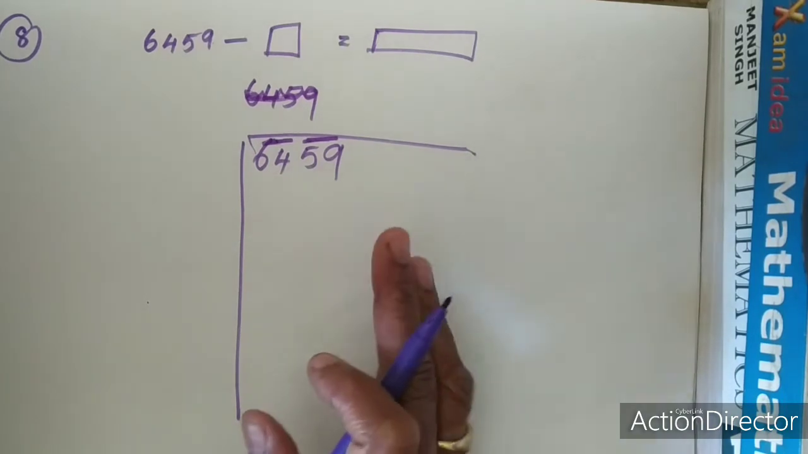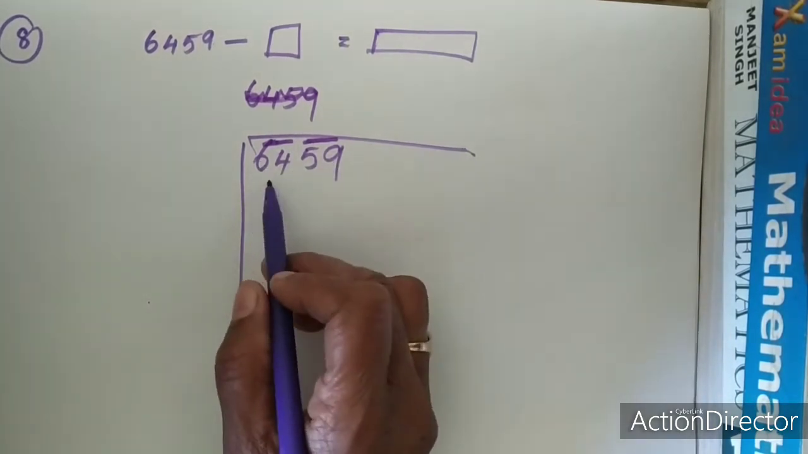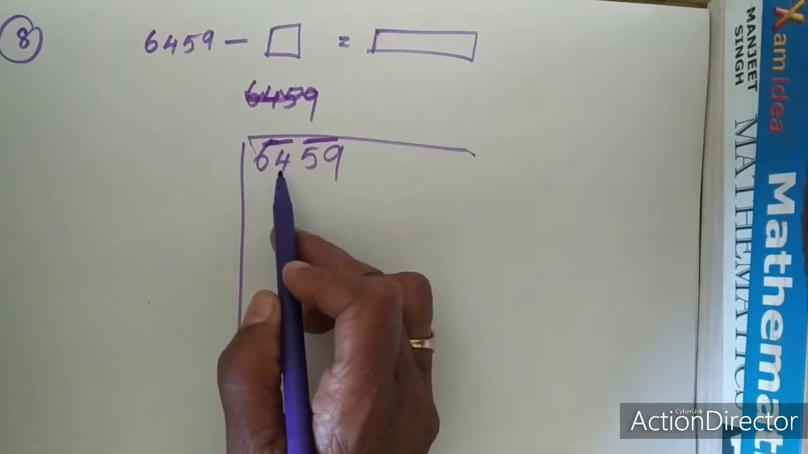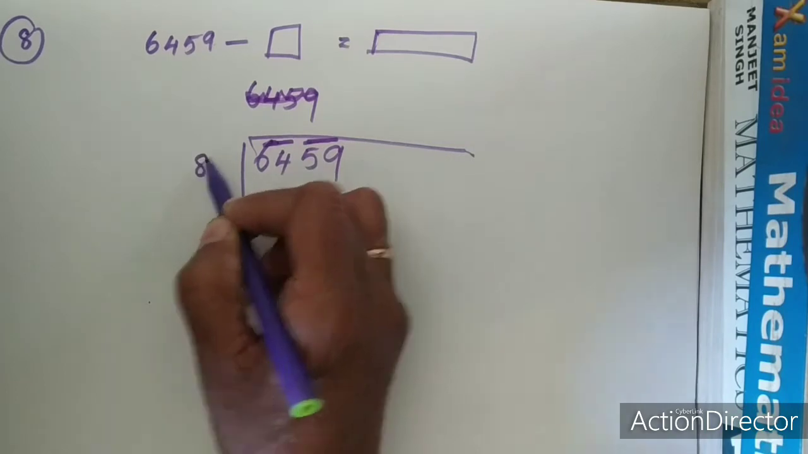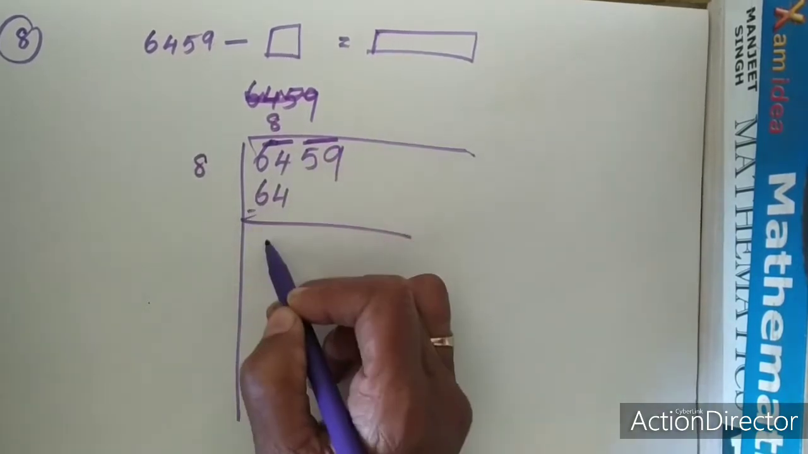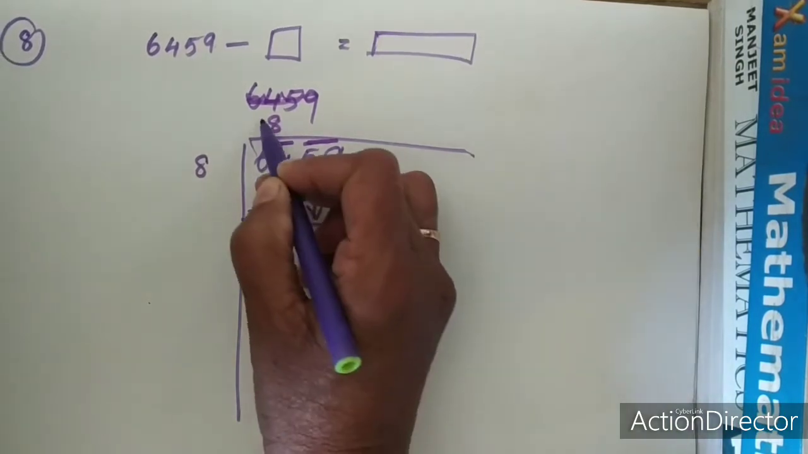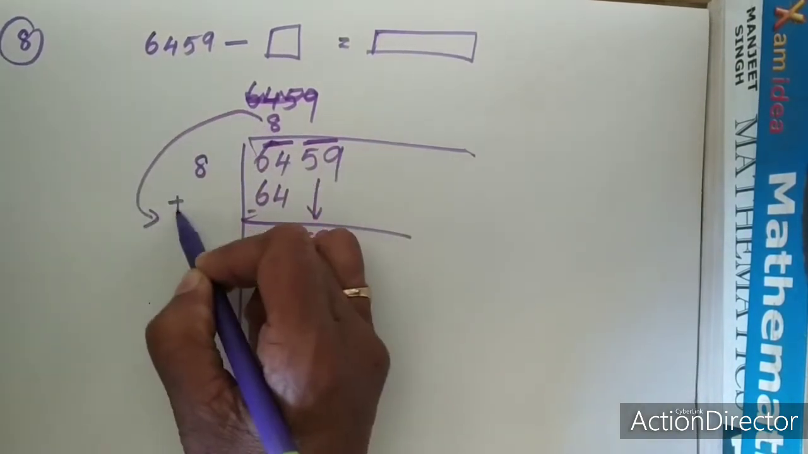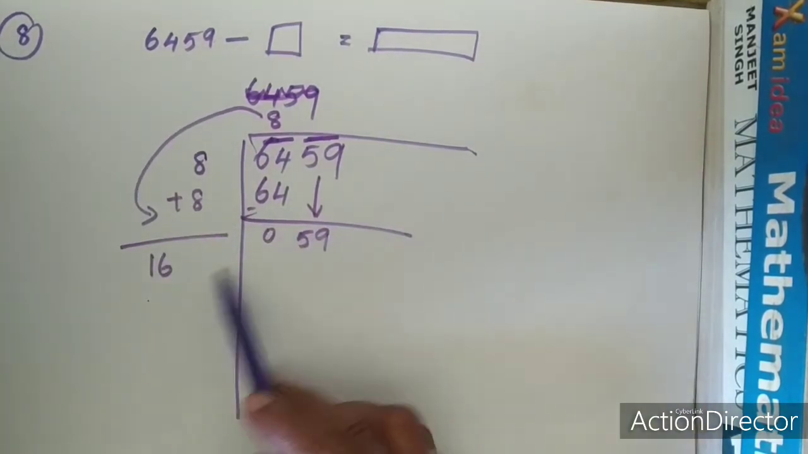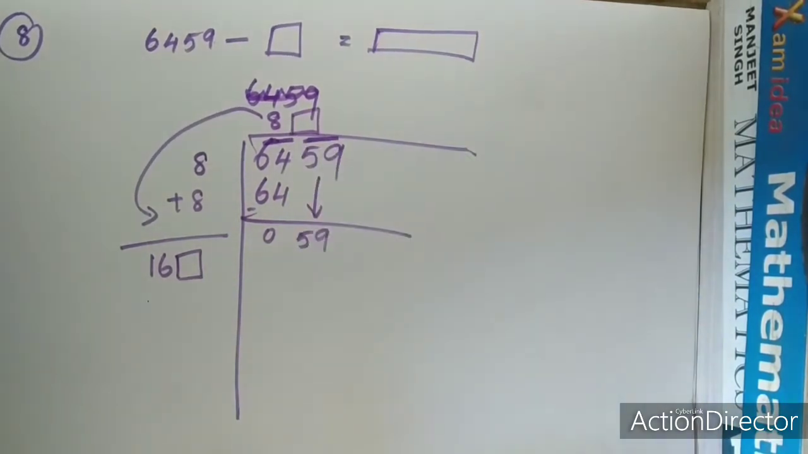This you should remember. So the first step is to group the numbers. After grouping, find the least perfect square number less than or equal to the first group number. It is 64. So I know 8 8s are 64. So the remainder here is 0. Drop down the next two numbers, 59. Now you add 8 with this. So it is 16. Now you see I have to select digits between 0 to 9.